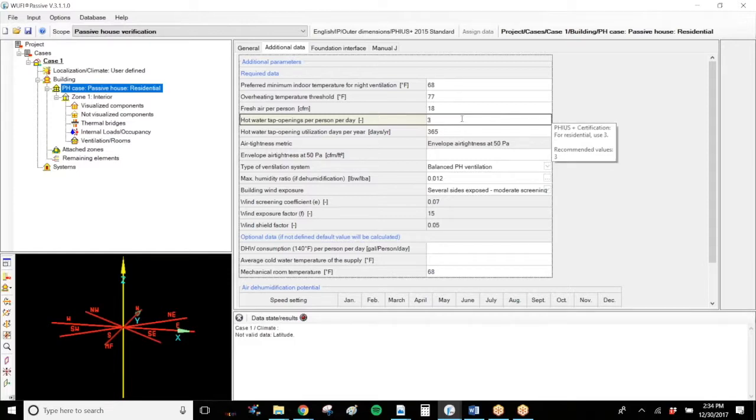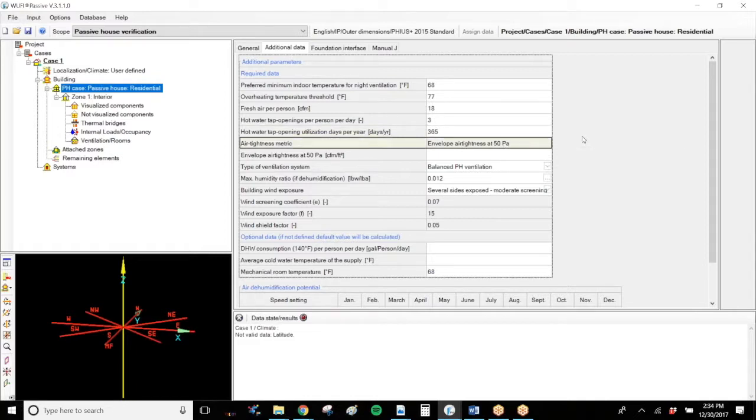Again, this may change significantly for commercial if there's, say, 100 people and maybe a portion of them use the hot water. Definitely not 3 times each. Depending if it's a store versus if it's an office, this may vary. Hot water tap opening utilization days per year. For residential, this should be the entire year, 365 if people are occupying the building the entire year. If it's something like an office, maybe it's 250 days. It could be lower if it is not a residential building.